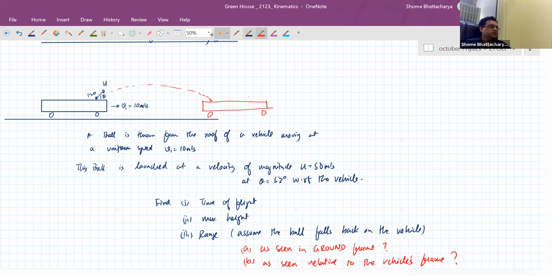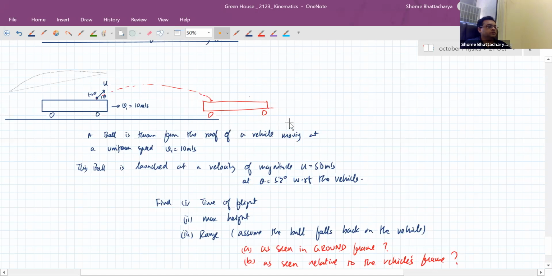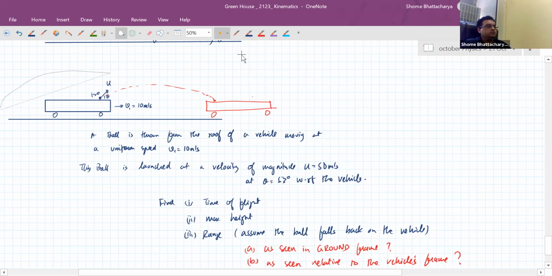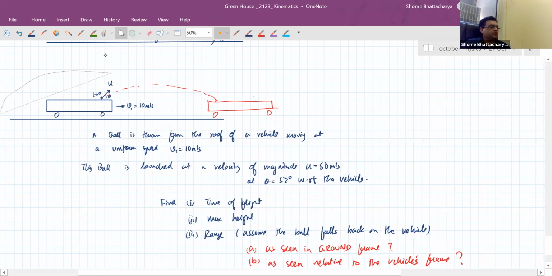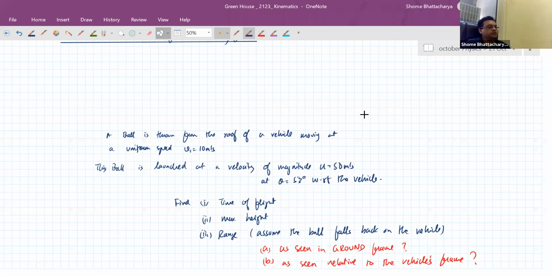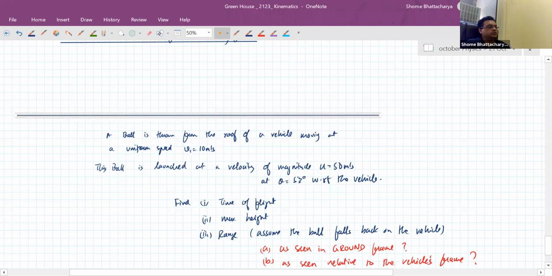Wait a minute, I'll just make a correction to the diagram. The ball will have to be, actually, if we want this situation, the ball will have to be launched from the back of the vehicle. Yes. So let's assume it's a longish kind of truck or a railroad car or something like this. Okay. So this is moving at a speed of 10 meters per second. And at time t equal to 0, we have launched this ball, projected it like this from the back.